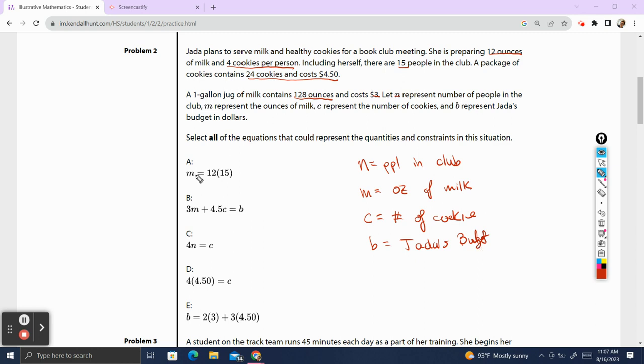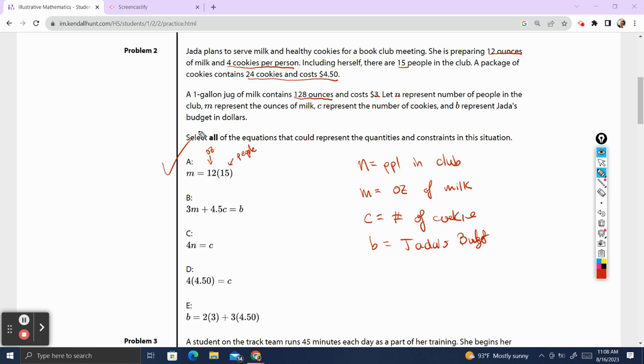Select all of the equations that could represent quantities and constraints in this situation. So here we have M. M is going to be ounces of milk. So 12 ounces of milk times 15. If she has 12 ounces of milk per person and 15 people, so this would be ounces, and this would be the people. This would be the amount of milk that she needs. So yes, this could represent the quantity and constraints in this situation.